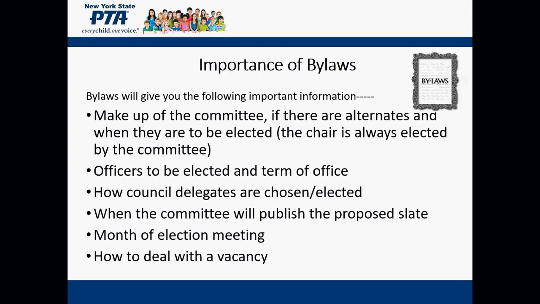The importance of bylaws. Again, the other document that's extremely important in the nominating committee process is your bylaws. They will tell you the makeup of the committee. If you are to elect an alternate, some bylaws do have an alternate as being part of the nominating committee, some do not. The chair is always elected by the committee. Officers to be elected and term of office, so it will tell you whether you have presidents, co-presidents, how many vice presidents, do you have 1 secretary or 2, treasurer, those would be your officers, and those are listed in your bylaws. And it also tells you about council delegates.